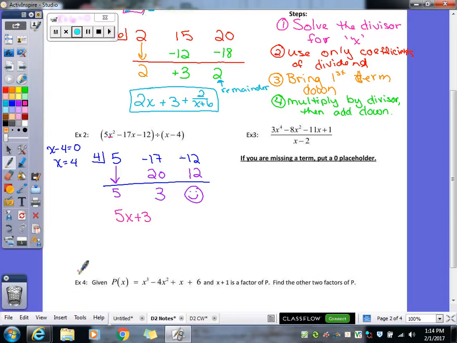Unless it tells you specifically you have to use long division, which sometimes does show up. But if it doesn't say how to divide, you can always use synthetic division. So again, since our remainder here was a 0, something we know is that x minus 4 is a factor of that polynomial, because the remainder is 0. And that one right there is our answer.